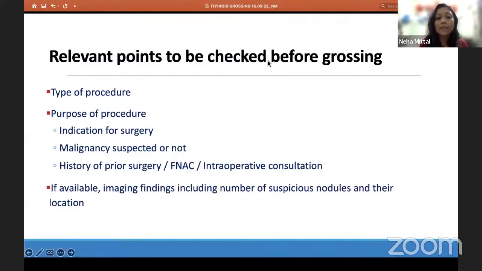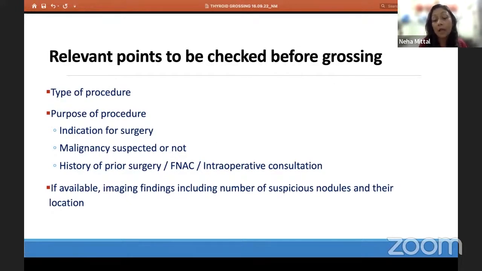What are the relevant points that we have to take into account before starting to gross any thyroid specimen? What is the type? It is mandatory to record what was the type of procedure. As I said, what was the purpose of that procedure? What was the indication of surgery? In particular, whether a malignancy was suspected or not, based on any prior surgery, FNA, or intraoperative consultation. And this is also very important, whether there was any prior procedure that was done, any prior surgery. Is this a surgically naive patient, or is this a completion thyroidectomy or some kind of a revision surgery?